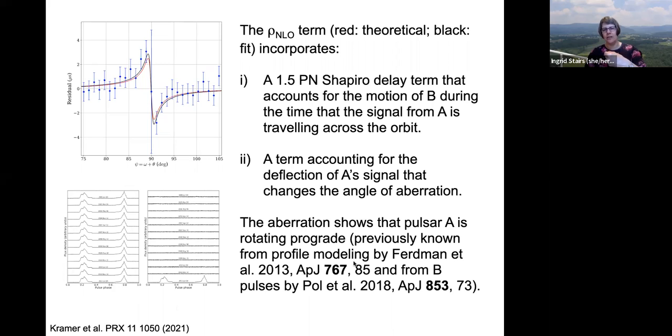And then there was another effort to model the B pulses a few years ago, which also strongly suggested that A was prograde. This is the interaction between the A and B pulses, which I don't have time to get into. But this really seals the deal, right? This delay on this side of the pulsar and advancement on that side of pulsar B really shows for sure that A is rotating prograde, and it fits really neatly with everything that we had worked out in principle beforehand. So that's a wonderful confirmation there.